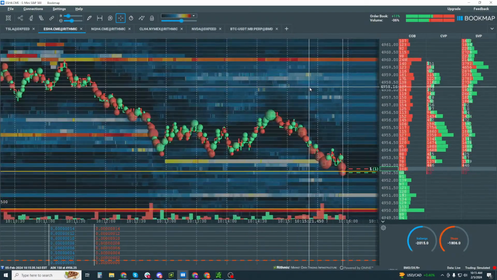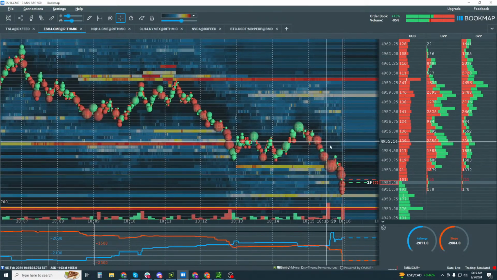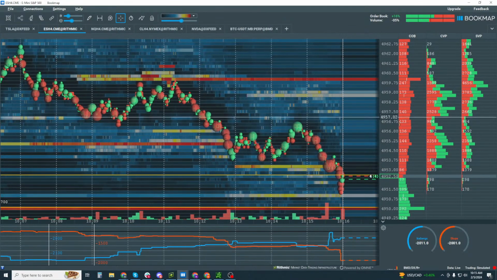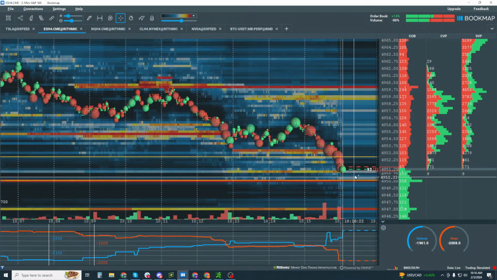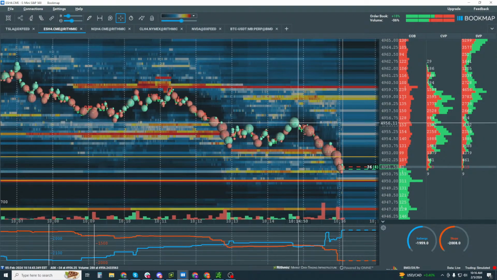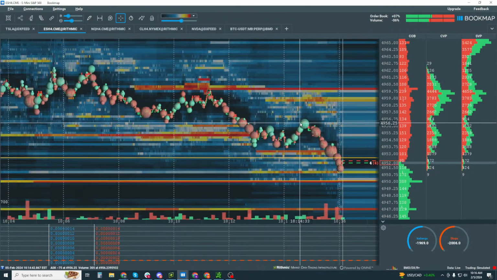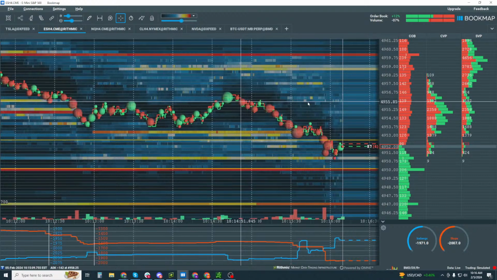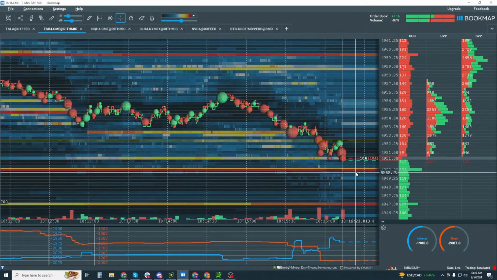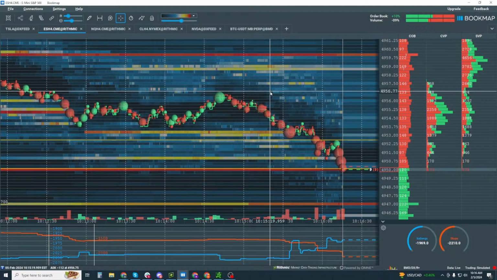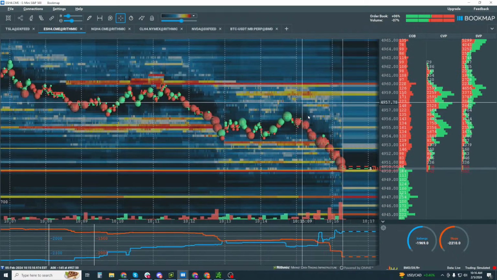All right. So here's our move into our first level. Still looking for more here, and it's trading through it. So looking for a 50. There we go. There's 50.